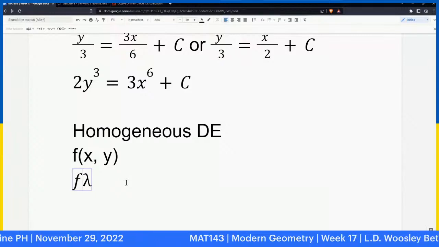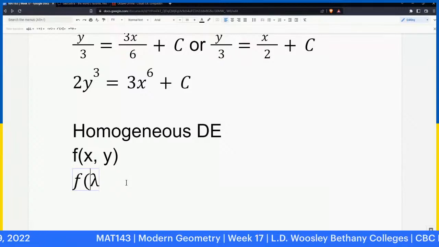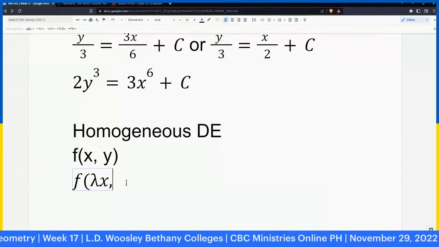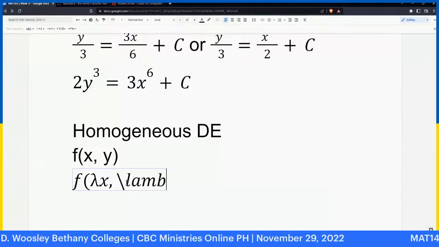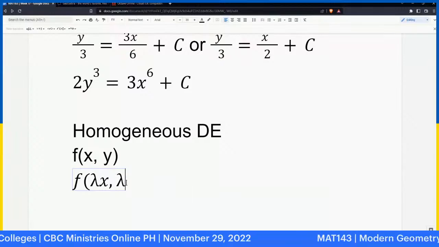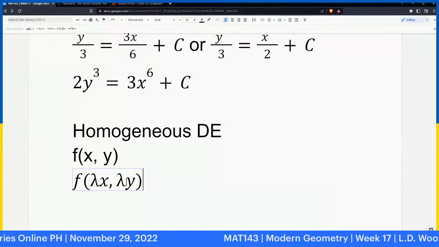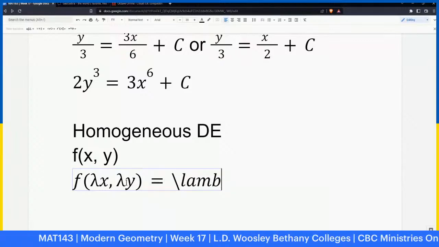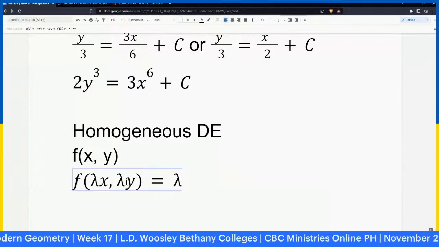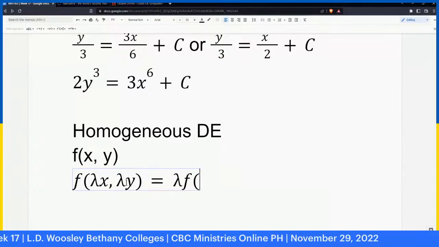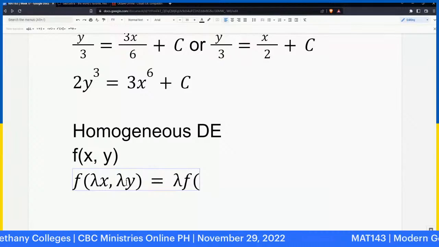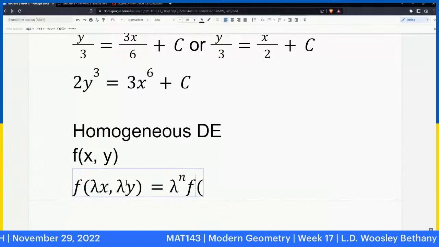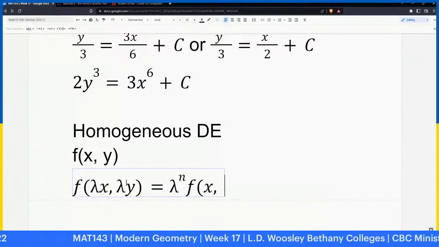Okay, so that would be the case if we have this specific function, constant lambda, x, and lambda y could be extracted out. So it's equal to lambda to the n times f of x and y. Okay.